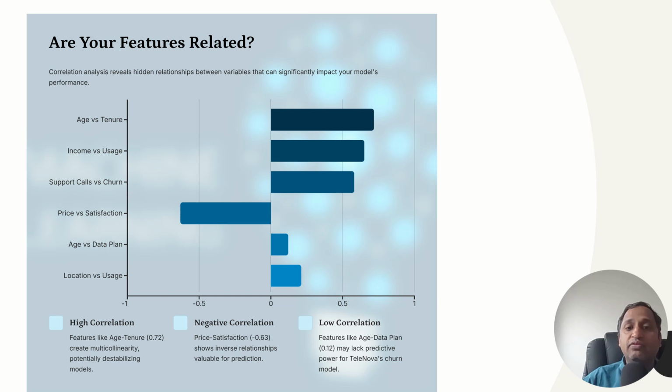So the key takeaway is: high correlation may signal multicollinearity, negative correlation may hold valuable inverse relationships, and low correlation may indicate weak or irrelevant features. Visual tools like correlation matrices or bar charts like this help us quickly identify these relationships and make smarter decisions about what features to keep, what to drop, or what to engineer further.